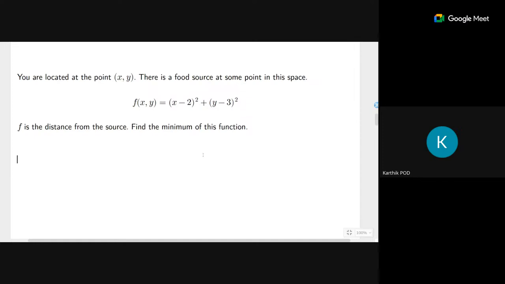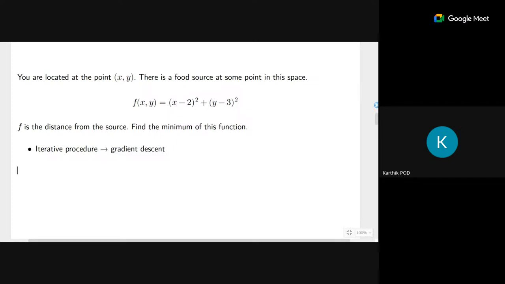Just humor me and assume that f is a very difficult function. What typically people do is an iterative procedure. That's how they solve this, and this procedure is called gradient descent. So you take any point x comma y.